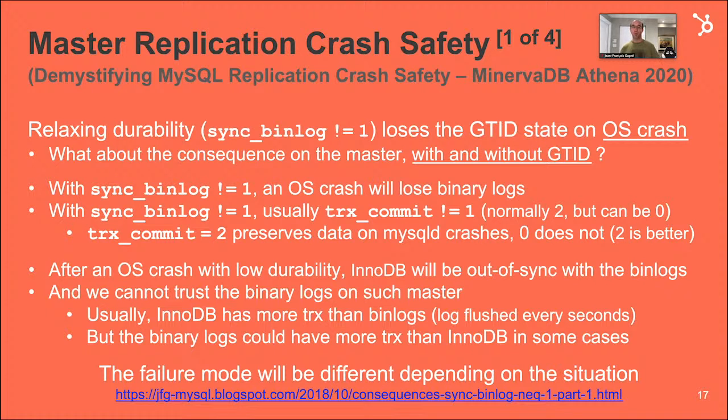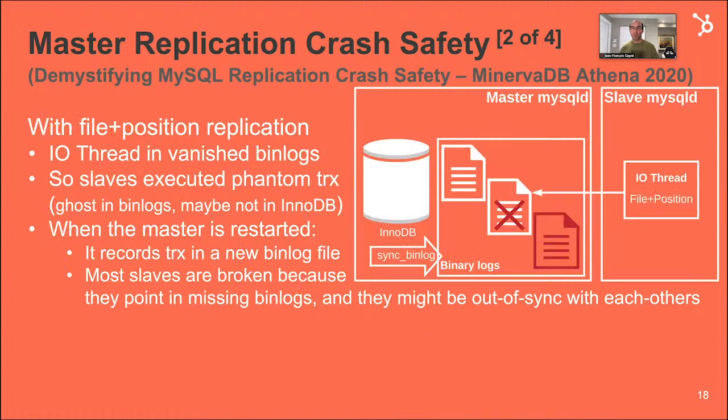So I wrote a blog post series about this. I'll go very quickly into what happens. If a master crashes and didn't sync its binary log, a slave is probably pointing into binary logs that are gone. So on restart, the master will write a new binary log and the slave will do nothing. The master rewinded its binary log and InnoDB position, so the slave has more data than the master, and they might not have the same data. So it's a broken state with data corruption, which is not cool.